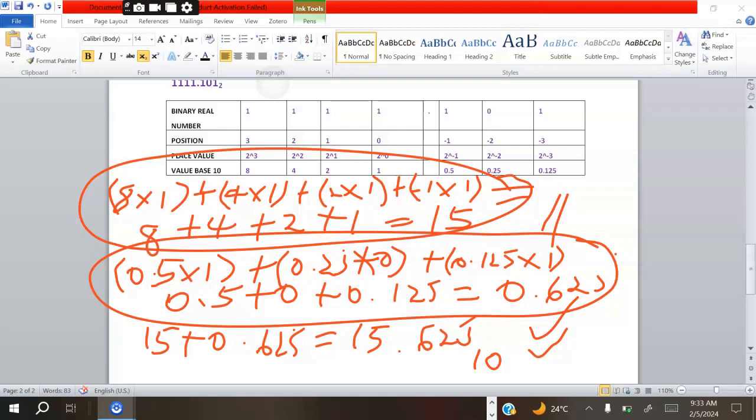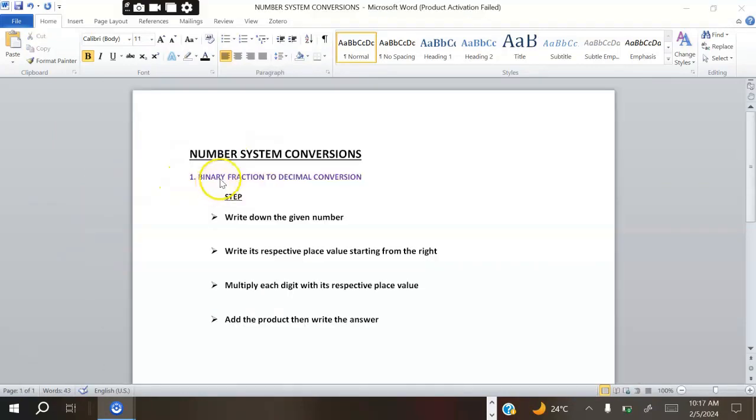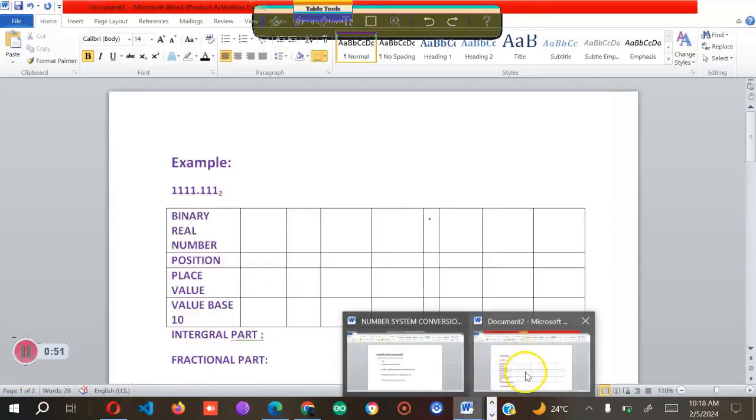So I think up to that point we are at the same page on this particular concept of number conversion from binary to decimal. And remember, for a binary, it has 2 digits, that is 0 and 1. Well, for the decimal, it has from 0 all the way to 9. Okay, so these are the steps. So we have step number 1, you write down the number, you write the respective place, you multiply, and lastly you add.